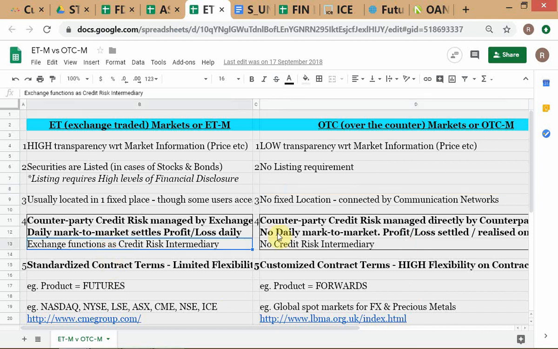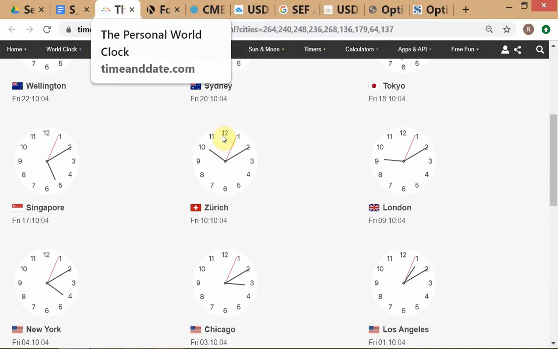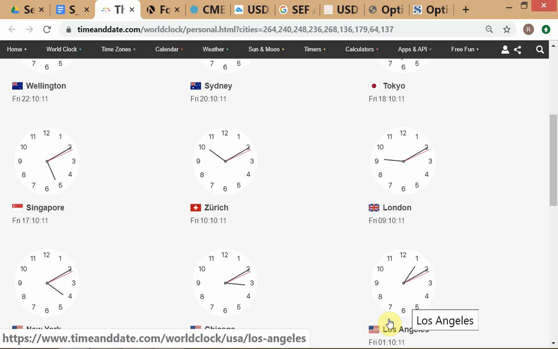Now you have understood. Exchange traded I have not covered, but at least this part you have understood: counterparty credit risk. Credit risk you have already understood. Counterparty is because in this transaction CBS Sydney's counterparty is Wells Fargo Los Angeles, right? That's why we call it counterparty credit risk. Is this clear? Credit risk everybody has understood. Counterparty credit risk.